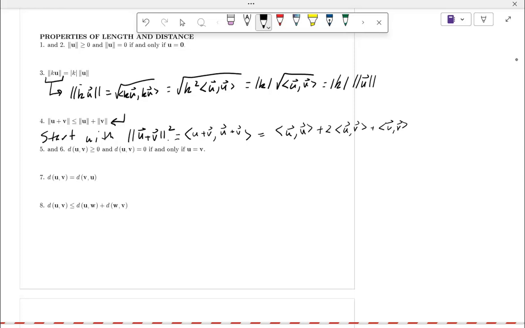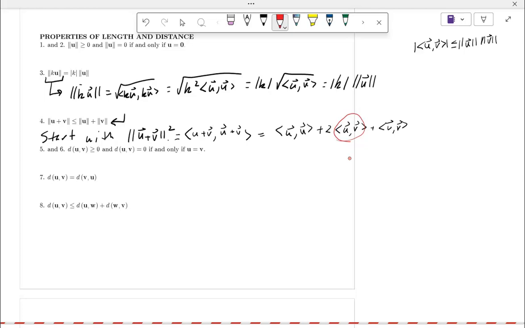Remember last time we also talked about the Cauchy-Schwarz inequality. I'll write it off to the side, where that said that for any inner product space, the absolute value of the inner product is always less than or equal to the product of the magnitudes. At this stage, I've got the inner product of u and v. I would like to replace that with the product of the magnitudes of u and v. But notice I need an absolute value, correct?